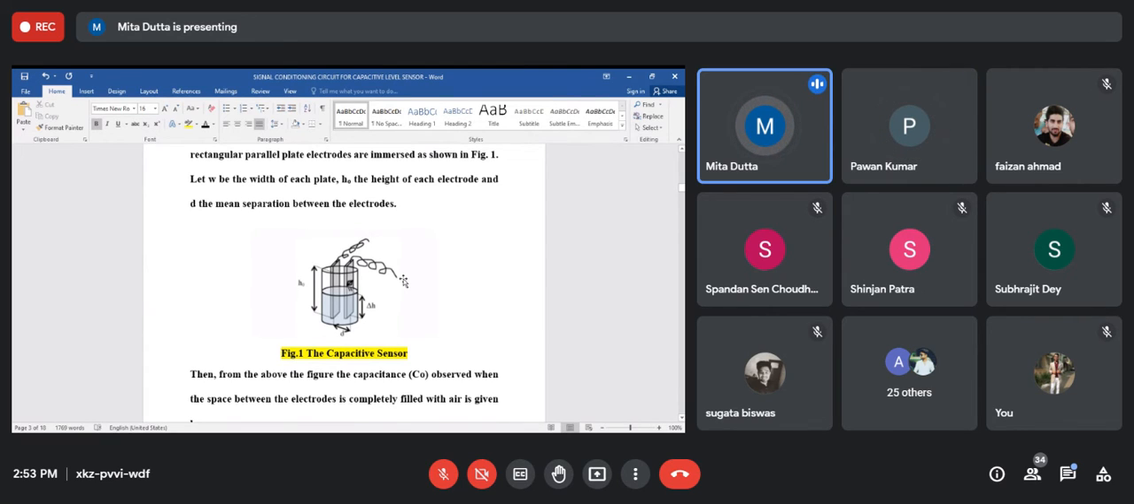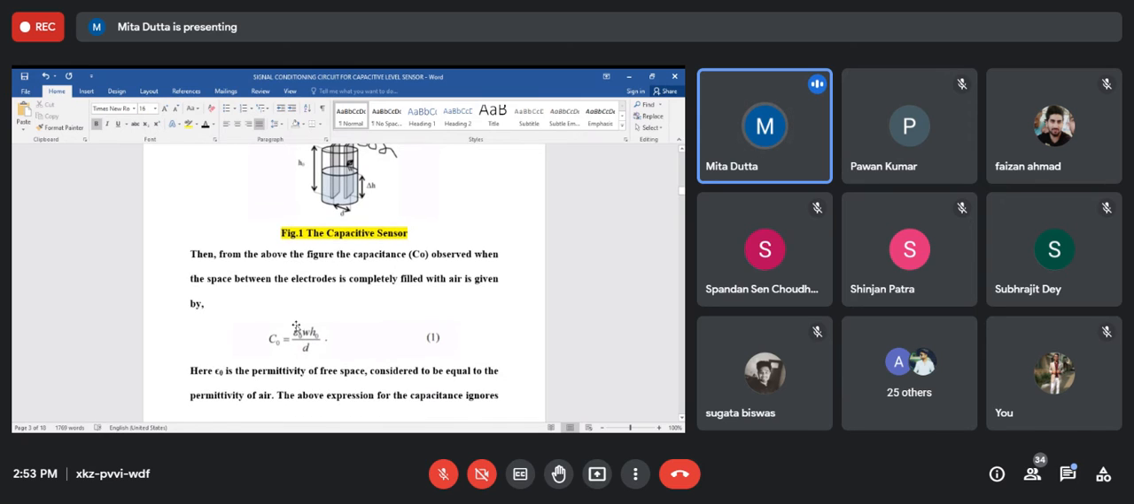And for this configuration, what will that be? H0 into W. Yes, that's right. So C will be equal to epsilon 0 W H0 by D. And this is the area of the plates.